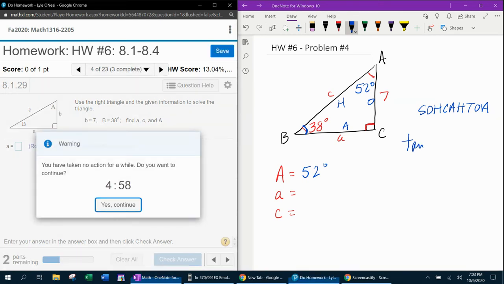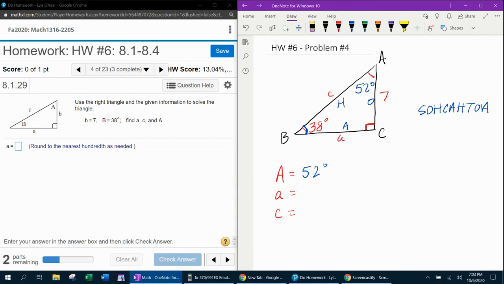Now, if you're not sure how I get that, tangent is opposite over adjacent. So tangent theta, which theta is my 38, would be opposite, which is 7, over the adjacent, which is my a that I don't know. And you see with this setup, there's only one variable, little a, and then I can solve for a.